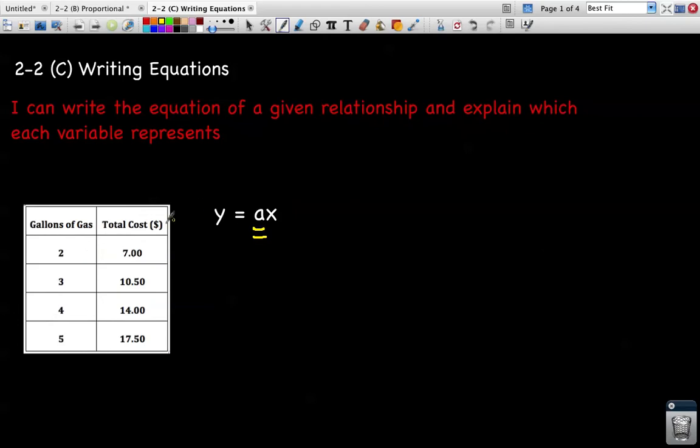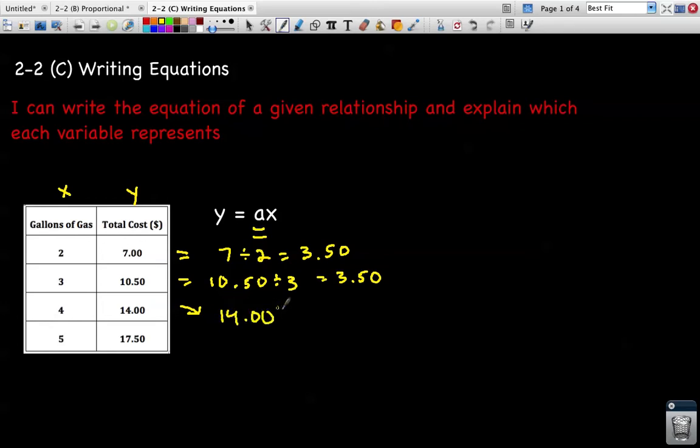If I have 2 gallons of gas and it costs $7, I can figure out how much it costs for 1 gallon by doing 7 divided by 2, which is $3.50. I can check that this holds true for all of these. $10.50 divided by 3 does equal $3.50. Again, I'm dividing. Let's do one quick recap: this is my x, this is my y. This is your input, this is your output, always, when we do these types of tables.